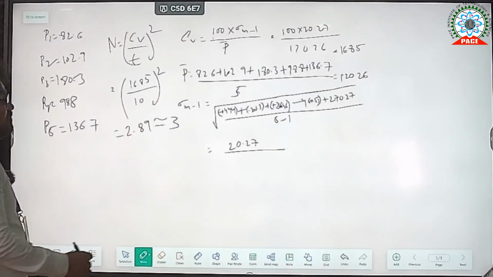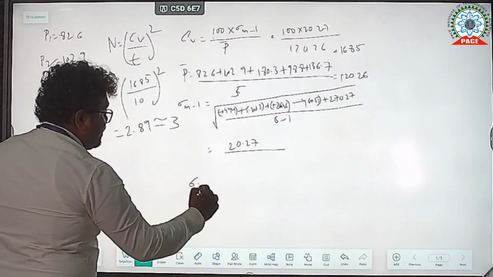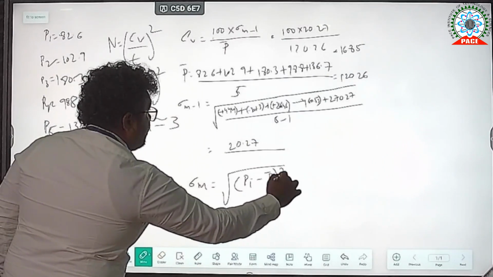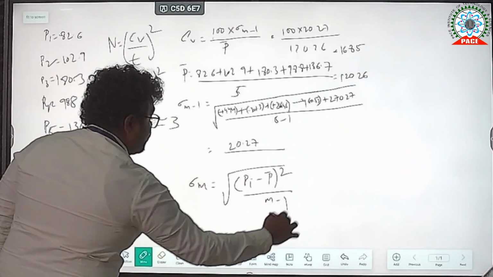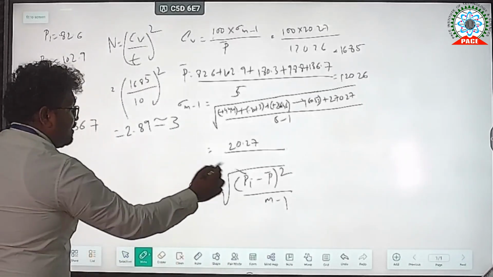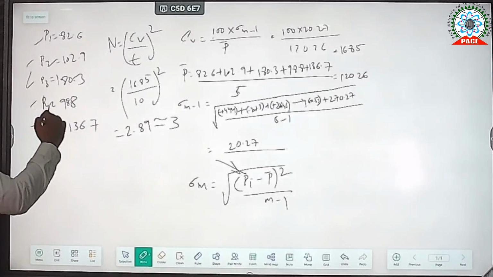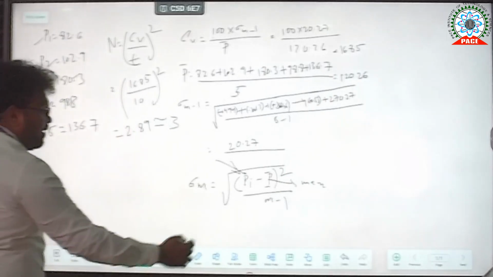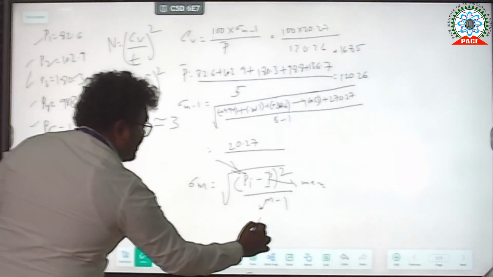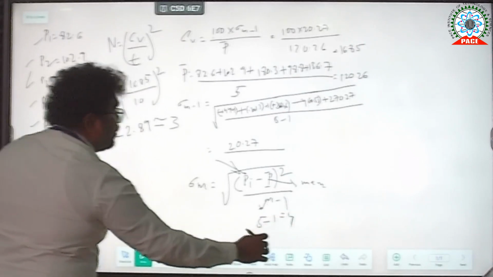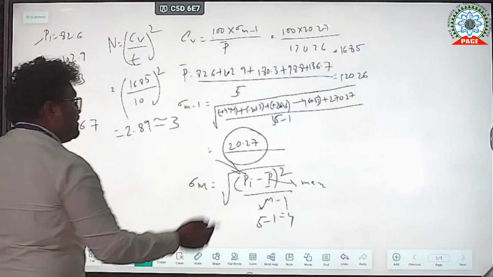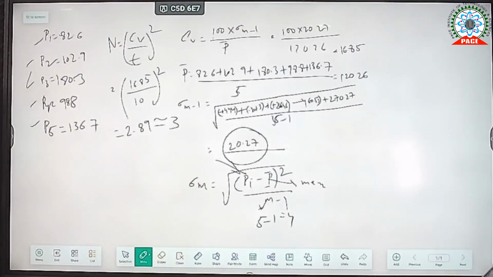Next, we have to find the standard deviation for this particular area. To find it, we have the formula sigma m minus 1 equal to square root of sum of pi minus p bar whole square by m minus 1. Here pi is the rainfall in a particular area, p bar is the mean, which we already found, 120.26, and m is the number of existing rain gauge stations, that is 5, so m minus 1 is equal to 4. As you have seen here, I have substituted all these values and the standard deviation value is 20.27.